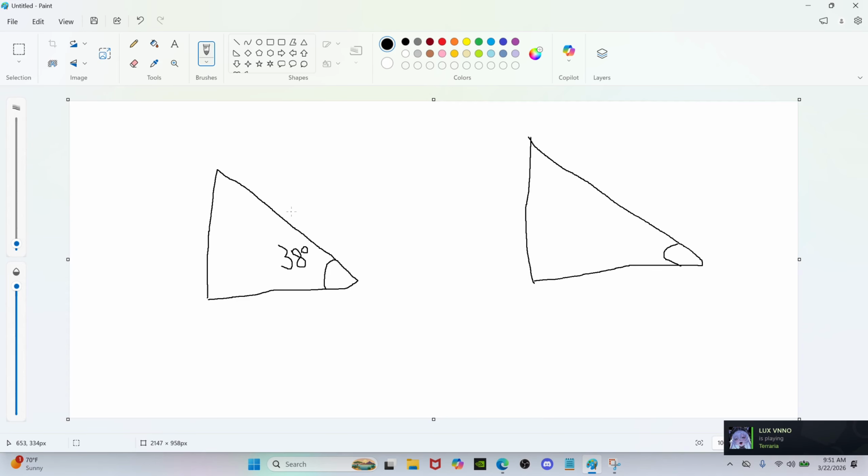So we're going to just draw this one, and then we're going to draw this one. In the first one, we have an angle right here, and we know it's degrees, 38 degrees for this one. And in this one, it's missing. So let's just say we have the hypotenuse of 18 here, and we want to solve for the opposite side.